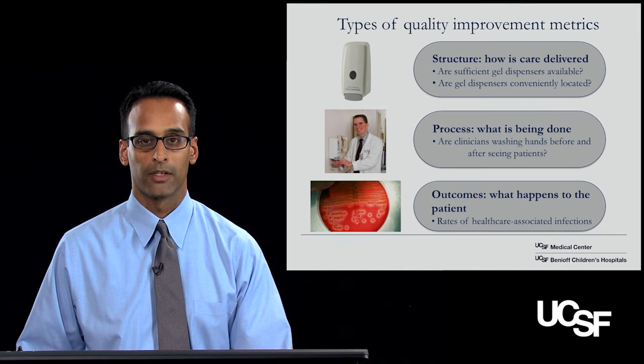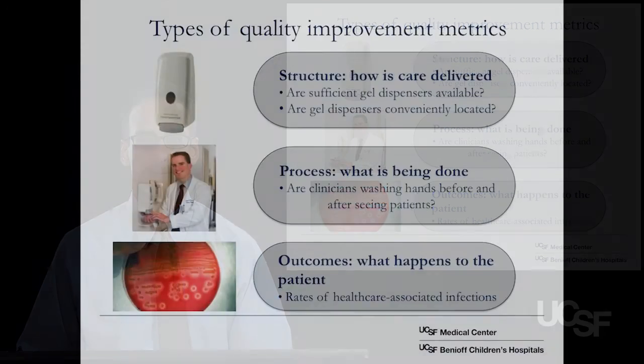There are 3 different lenses through which quality can be measured, and correspondingly there are 3 different types of metrics that are often used in quality improvement projects. None of these measures are necessarily superior to another one. The choice of the most appropriate metric depends on the specific process that is being targeted. Let's go through each of these types of metrics one by one.